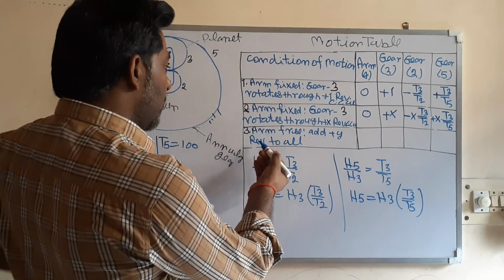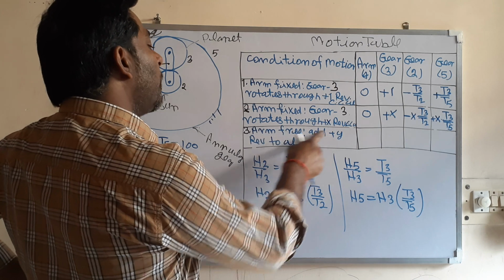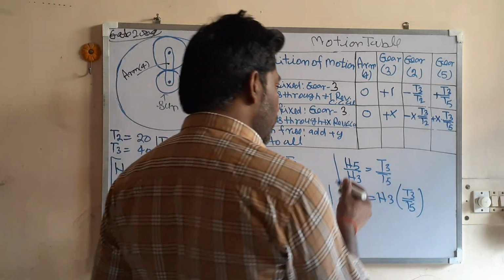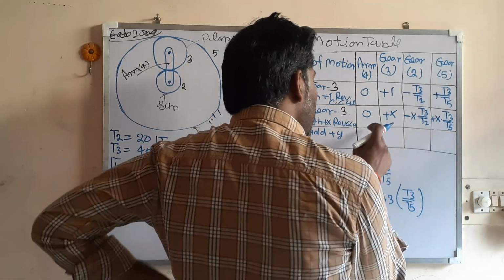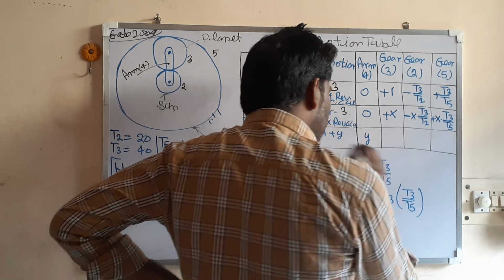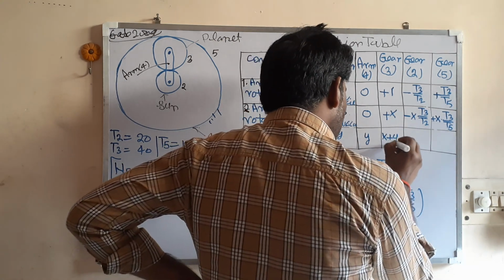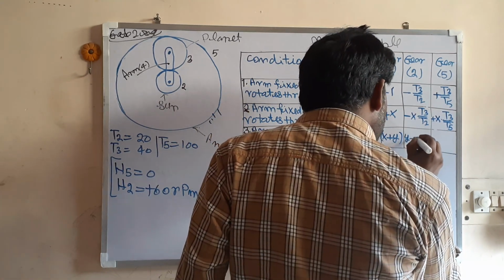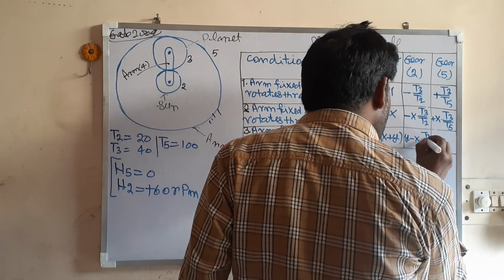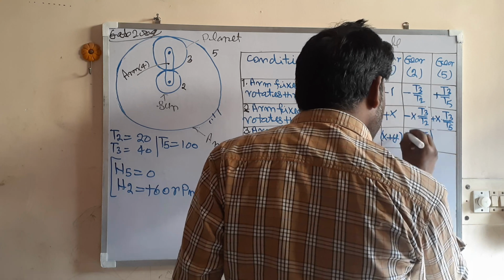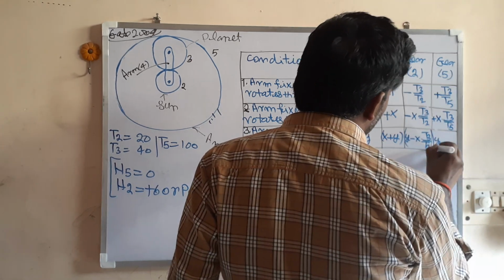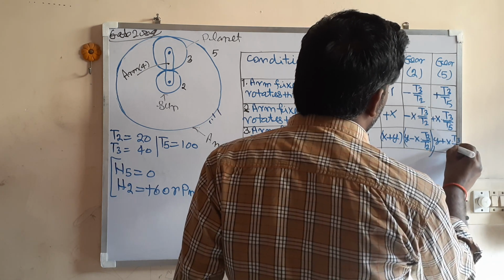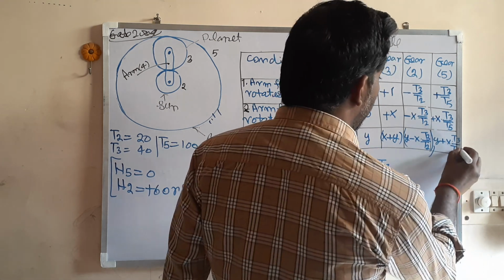Let us see the third condition of motion. Arm free, add plus y revolution to all. Now the arm is free to move and I am adding plus y revolution to all. So 0 plus y is equal to y, and x plus y is x plus y. So for gear 2 this is y minus x times T3 divided by T2, and for gear 5 this is y plus x times T3 divided by T5.